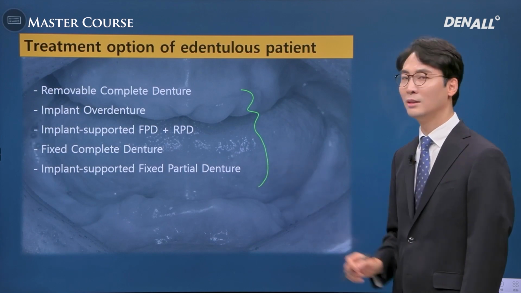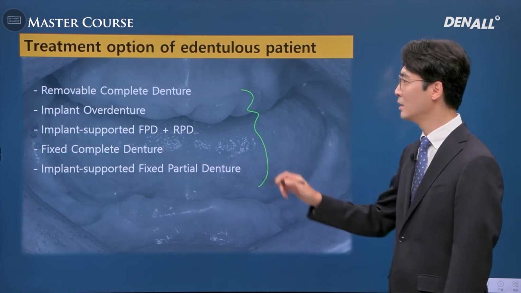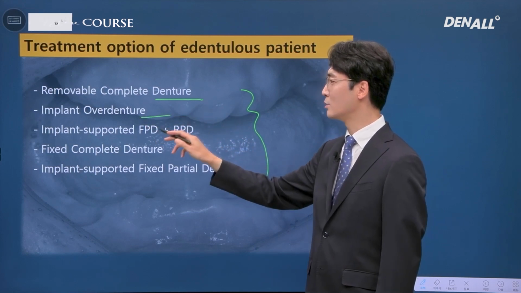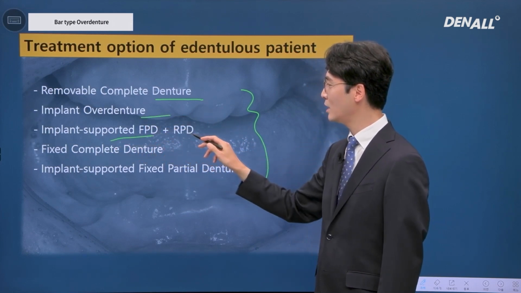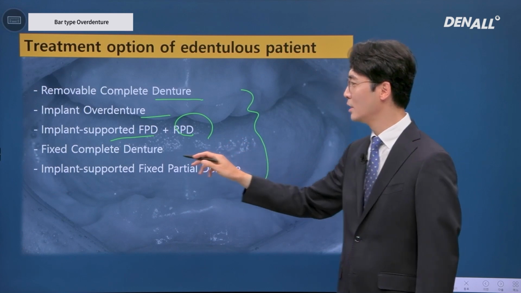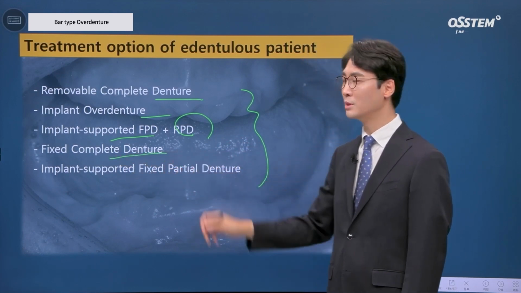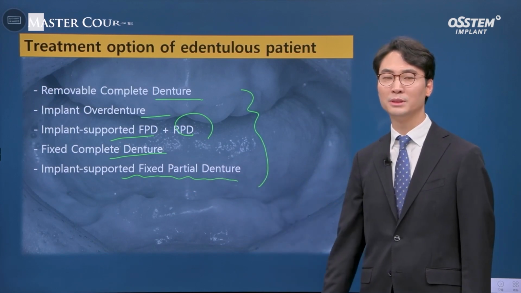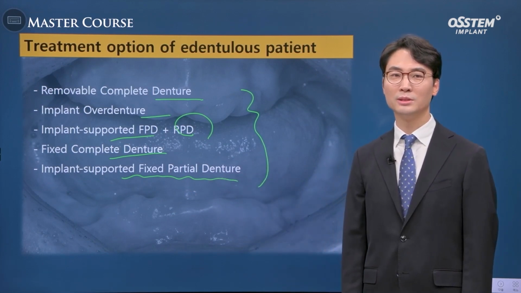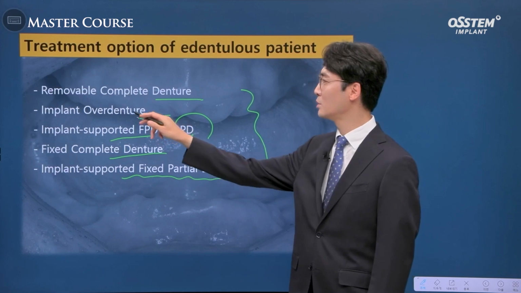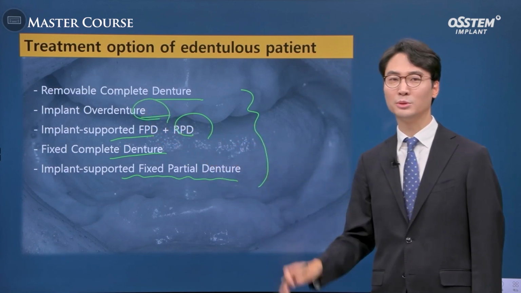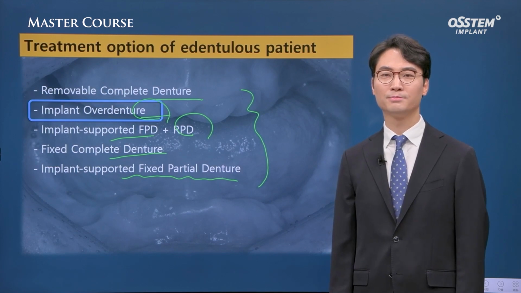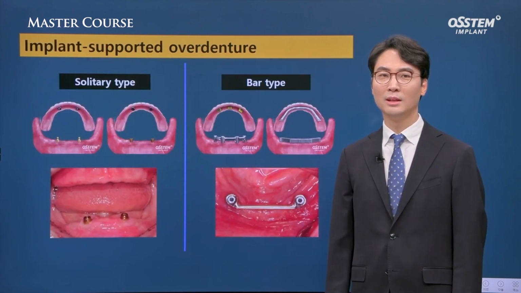There are different treatment options that we can provide to fully edentulous patients: complete denture, implant overdenture, implant-supported FPD and RPD, hybrid fixed complete denture, and fixed partial denture where multiple implants are used. Different suggestions can be made. Today, I want to focus on bar-type implant-supported overdenture.